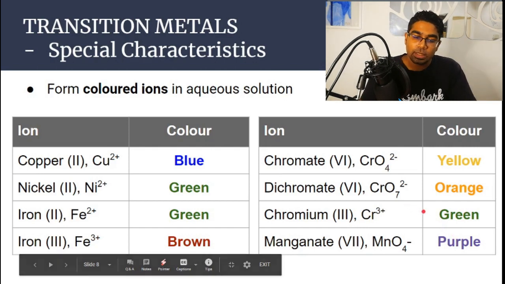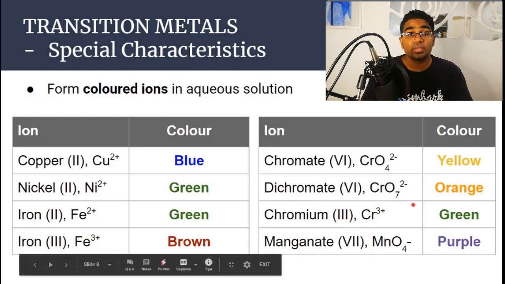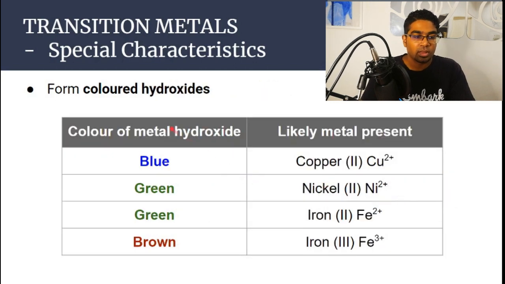Here, the color is important because it enables us to recognize that a reaction has taken place, or it enables us to identify what the metal ion is in a certain compound. If you want to know in detail, again, we'll cover that in a different video. Since they are colored ions in aqueous compounds, they also form colored hydroxides.